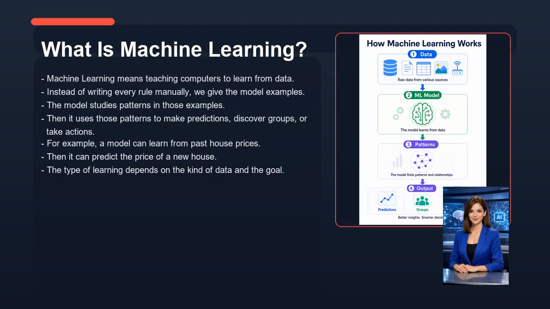Now let's look at what is machine learning. Machine learning means teaching computers to learn from data. Instead of writing every rule manually, we give the model examples. The model studies patterns in those examples. Then it uses those patterns to make predictions, discover groups, or take actions. For example, a model can learn from past house prices. Then it can predict the price of a new house. The type of learning depends on the kind of data and the goal.